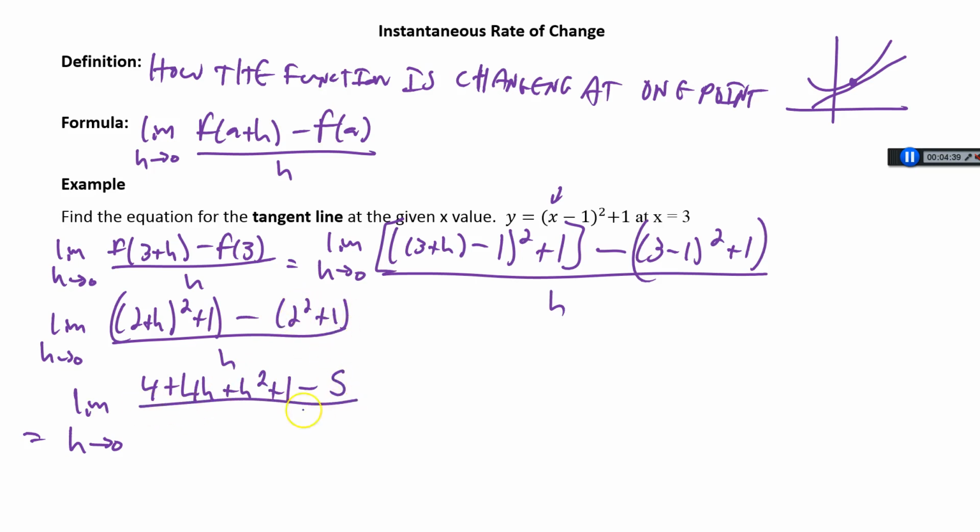So we minus 5 there, all over h. 4 plus 1 is 5, so those cancel out. Now we can pull out an h. So we have h times 4 plus h divided by h. The h's cancel. This is limit as h approaches 0.